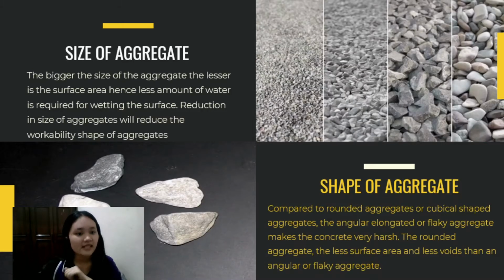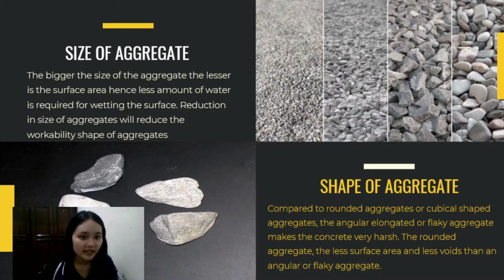Next is size of aggregates. The bigger the size of the aggregate, the lesser is the surface area. Hence, less amount of water yung required to wet the surface. Thus, less space is required for lubricating the concrete surface to reduce internal friction. We can say na the bigger the size of aggregates will give higher workability.